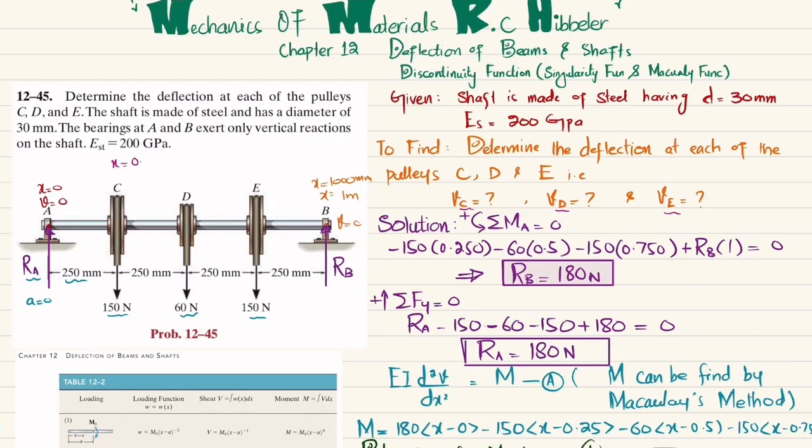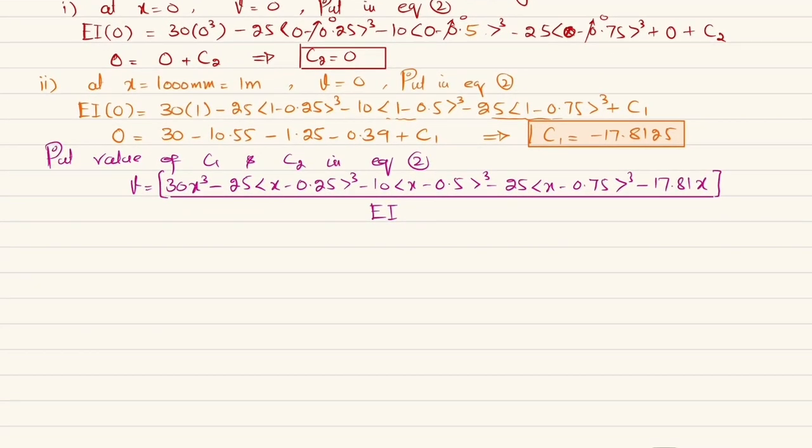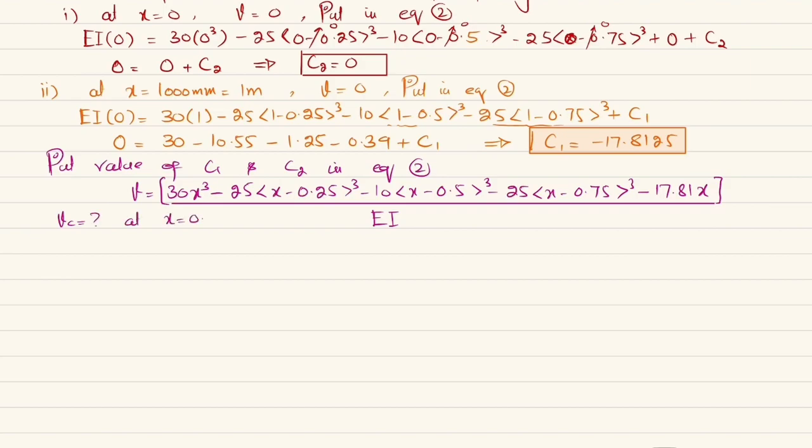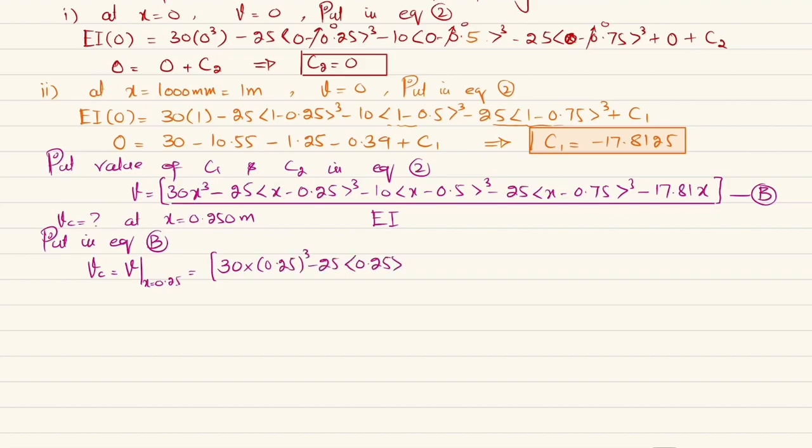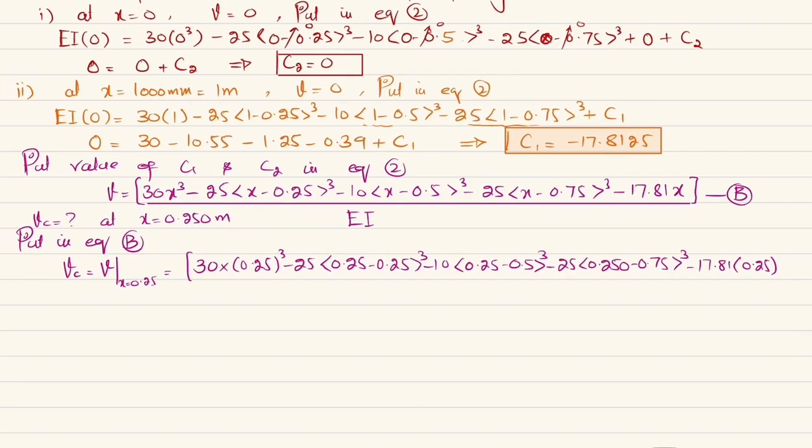So for VC, we have x is equal to 0.25 meter. So first we will find VC. VC will be at x is equal to 0.25 meter. Let this be equation B. Put it in equation B. So you will get VC is equal to deflection at x is equal to 0.25, clear? And that will be equal to 30 multiplied by 0.25 cube minus 25 into 0.25 minus 0.25 whole cube minus 10 into 0.25 minus 0.5 whole cube minus 25 into x minus 0.75, where x will be replaced with 0.25, minus 0.75 whole cube minus 17.81 into 0.25, divided by E into I.